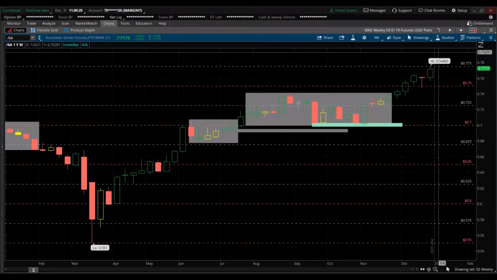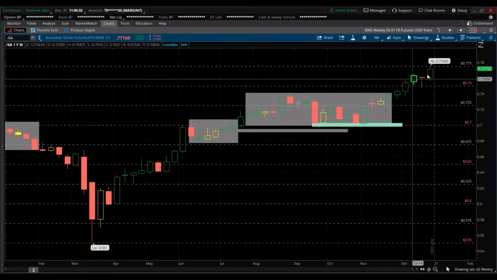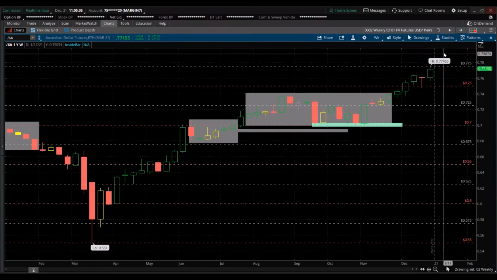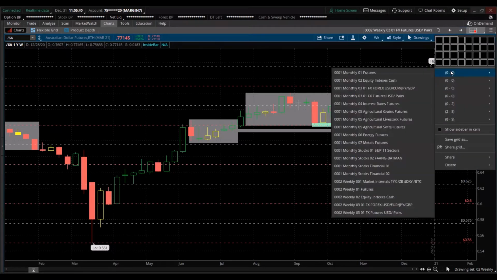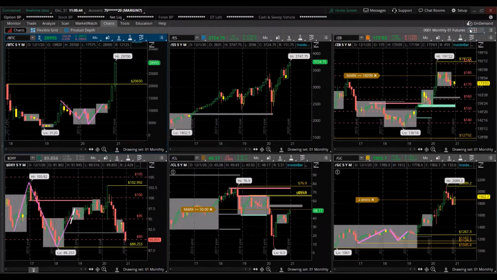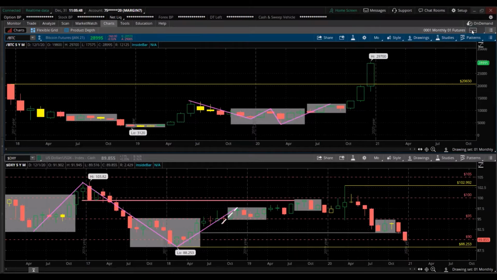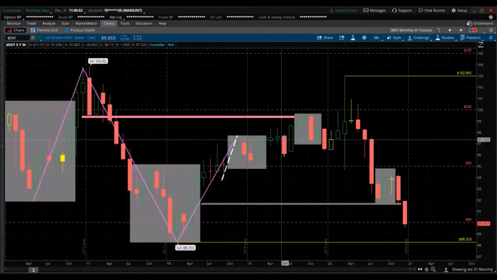Australian dollar, powerhouse for the year. All-time high for the year right now. It broke out of this consolidation, trending. Let's go look at the higher time frames, which are the slower time frames. First, we'll look at the US dollar and then the cryptocurrency Bitcoin.